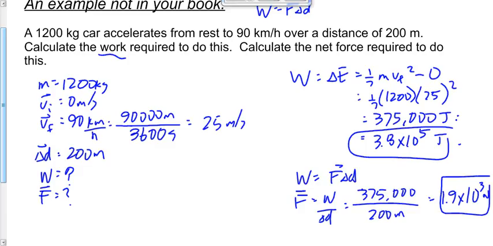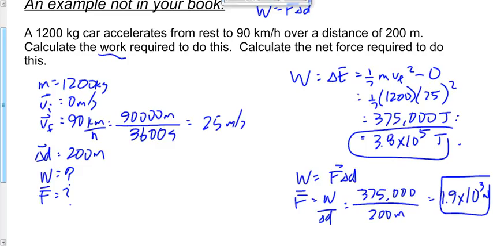Okay, how many people did it the other way? Said W is equal to F times D, found F using M times A, VF squared is equal to VI squared plus 2AD. Who did it that way? Okay, and what'd you get? Same thing. Okay, go figure. Unless you or I or Dylan makes a silly mistake, we have to get the same answer, right?